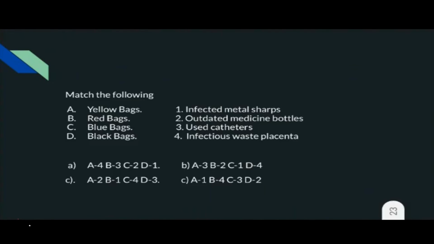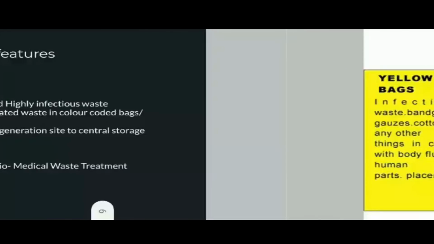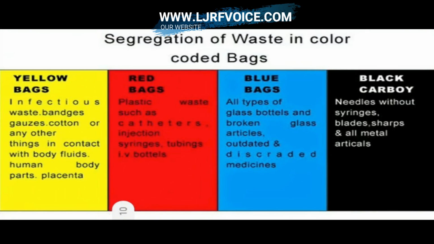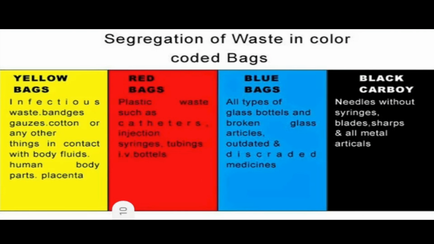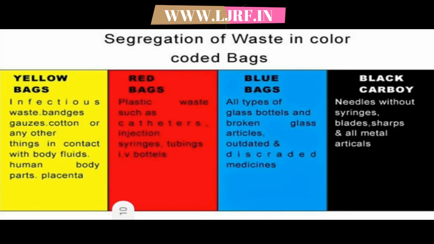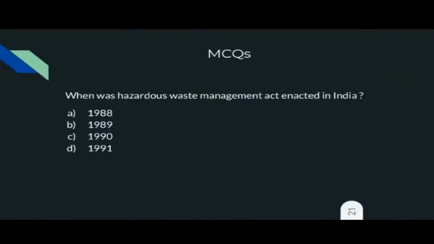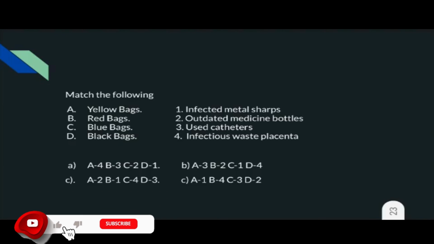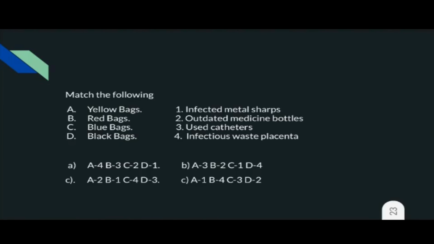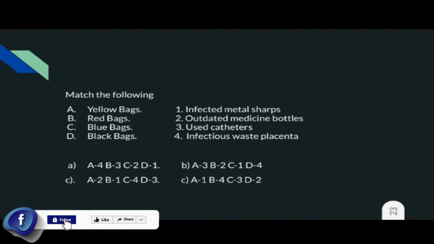Now match the following: yellow bags, red bags, blue bags and black bags. I have already shown you the segregation of waste in color-coded bags. Yellow bag deals with placenta, red bag deals with catheter, blue bag deals with discarded medicines and black bag deals with sharp materials. So the right option will be A4. Option A will be the right option. Yellow bags deal with infectious waste like placenta. Red bags deal with used catheters. Blue bags deal with outdated medicine bottles. And black bags deal with infected metal shafts. So that is the right option.